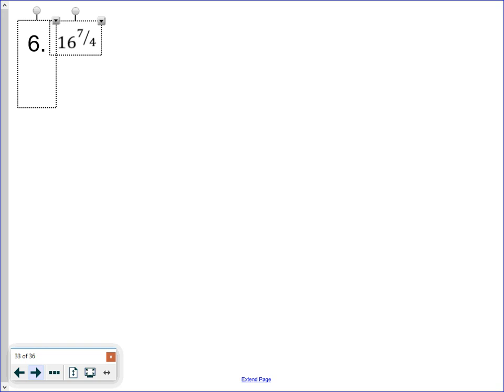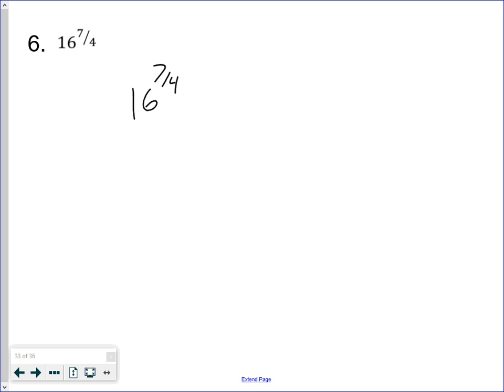Number 6, we have 16 to the 7 over 4. So what we're going to do, we're going to solve this out. We have 16, 7 over 4. We can rewrite this as the 4th root of 16 all to the 7th power. And in this case, we're putting the exponent on the outside of the radical, and that's because we know what the 4th root of 16 is going to be.